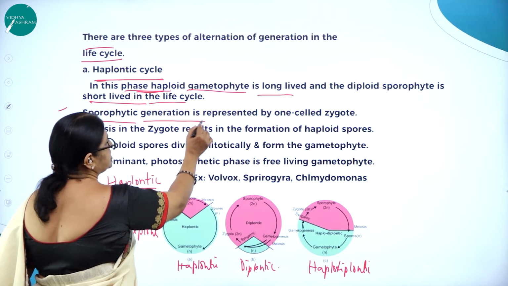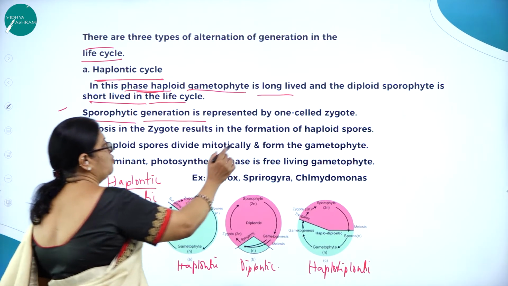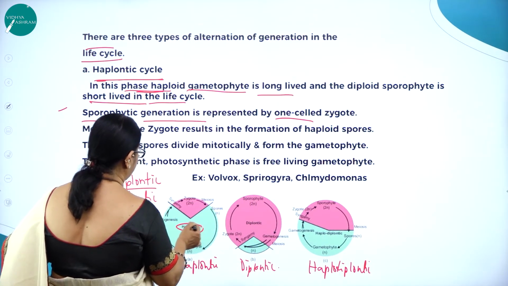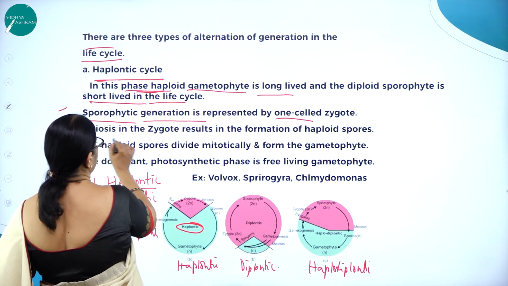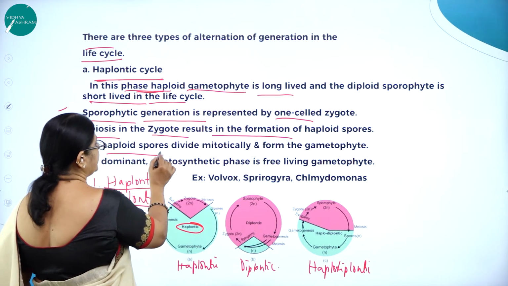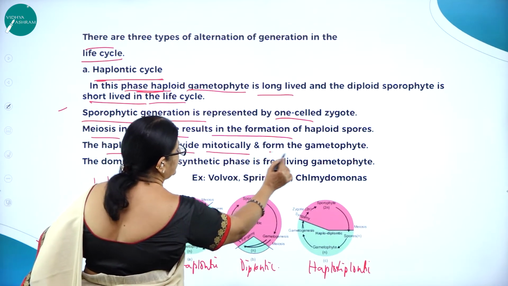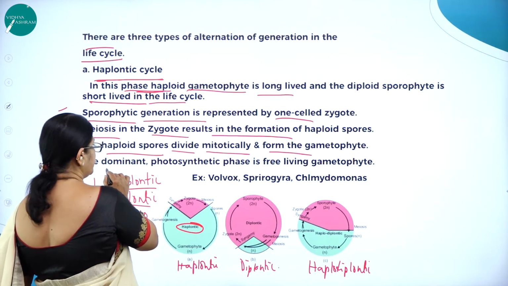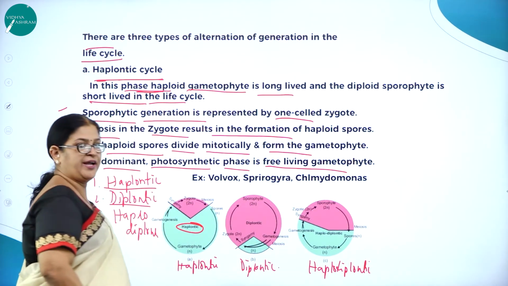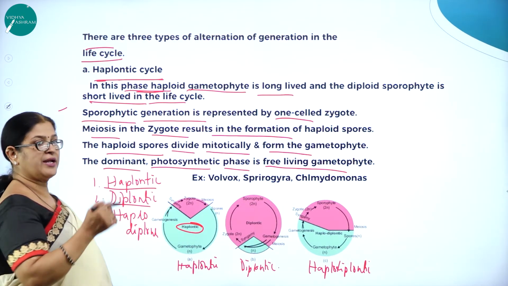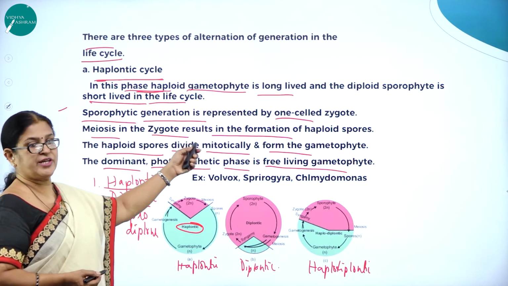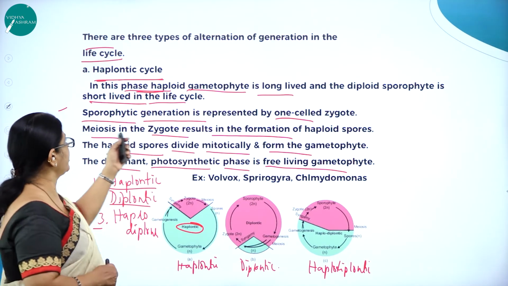So the sporophytic generation is represented by the one-celled zygote. Here you can see the one-celled haplontic life cycle. Meiosis in the zygote results in the formation of haploid spores, and the haploid spores divide mitotically and form the gametophyte. So here the dominant photosynthetic phase is the free-living gametophyte. So the haploid gametophyte will be more dominant, where the sporophytic generation is represented by the one-celled zygote.